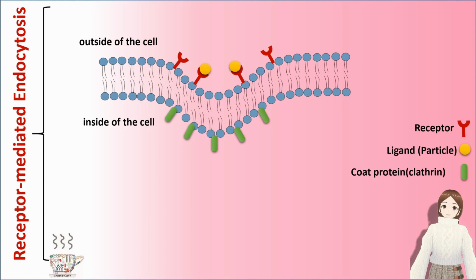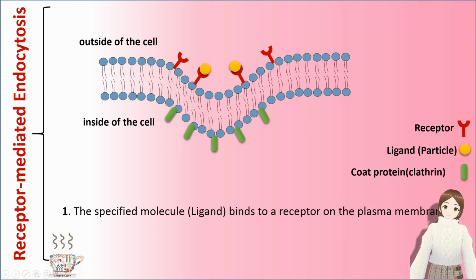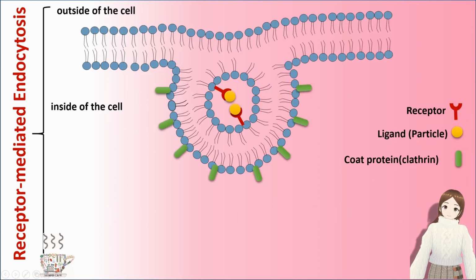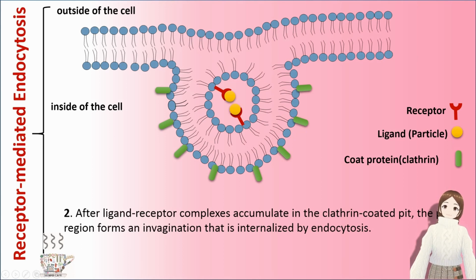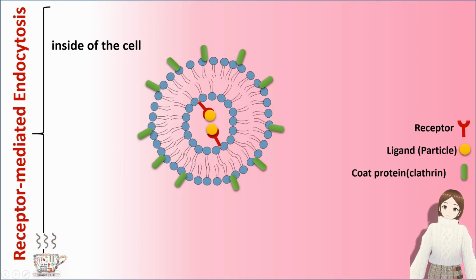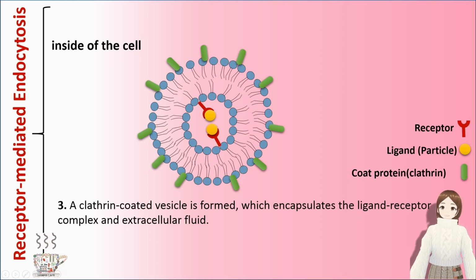I want to explain the receptor-mediated endocytosis steps. At first, the specified molecule or ligand binds to the receptor on the plasma membrane. After ligand-receptor complexes accumulate in the clathrin-coated pit, the region forms an invagination that is internalized by endocytosis. Then, a clathrin-coated vesicle is formed which encapsulates the ligand-receptor complex and extracellular fluid.